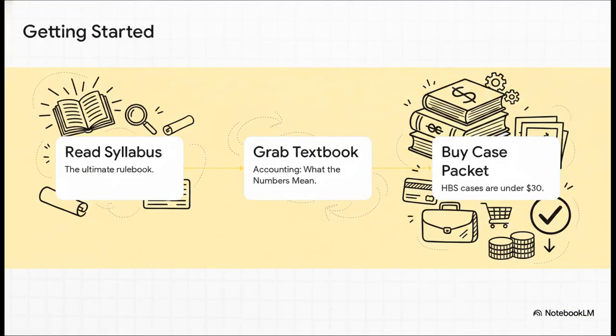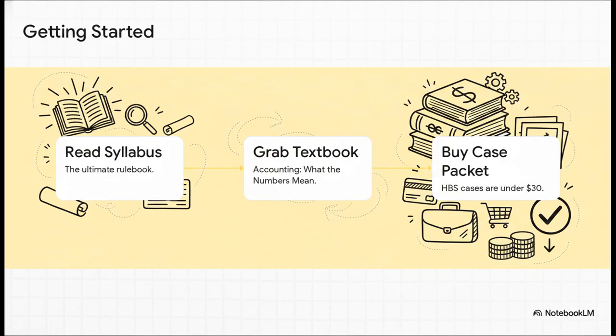Look, the core objective here isn't to just lock you in a room to blindly crunch numbers all day. It's really about learning the core concepts that actual managers use to make impactful, real-world decisions. So to get rolling before the semester even hits its stride, Instructor Park has a super clear onboarding checklist for you. Step 1, read the syllabus. It's basically your ultimate rulebook.